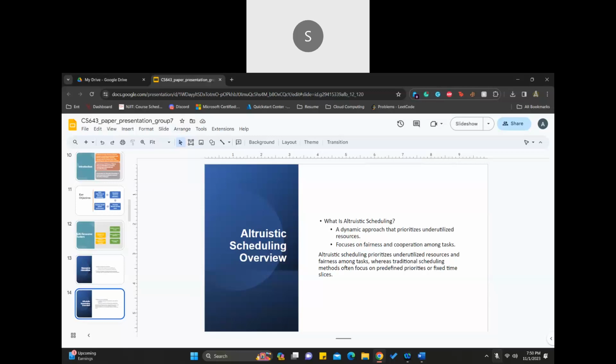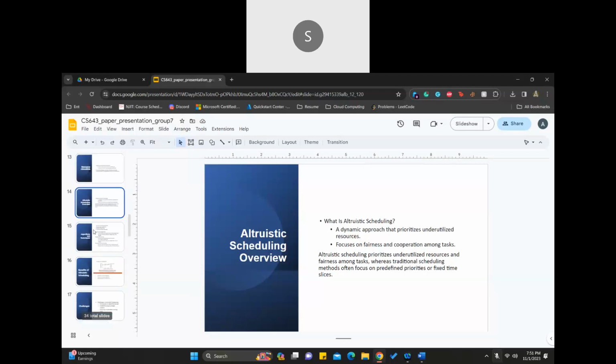These slides explain that altruistic scheduling is a method that emphasizes sharing resources fairly. So it gives priority to resources that are less used, aiming for balance and cooperative distribution among tasks. This approach contrasts with traditional methods that assign resources based on set priorities or schedules. Can we go to slide 15?